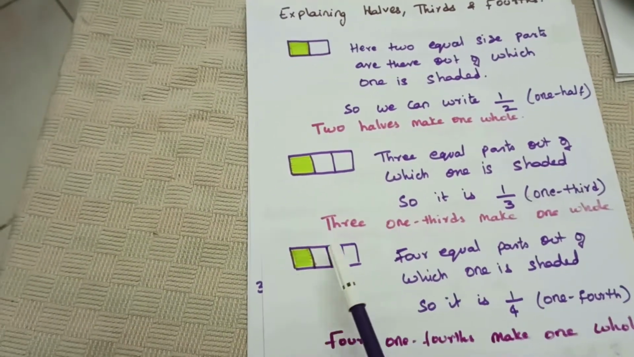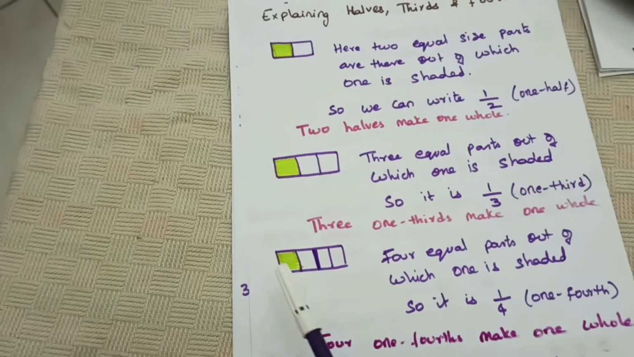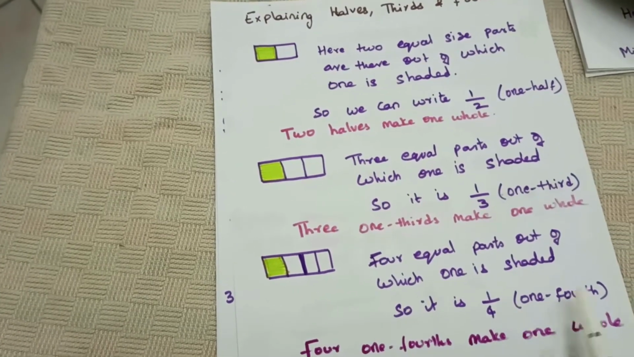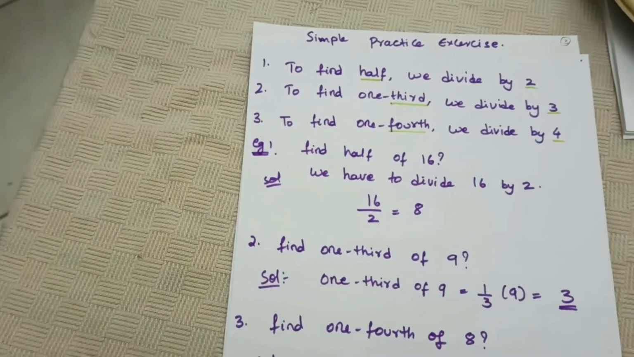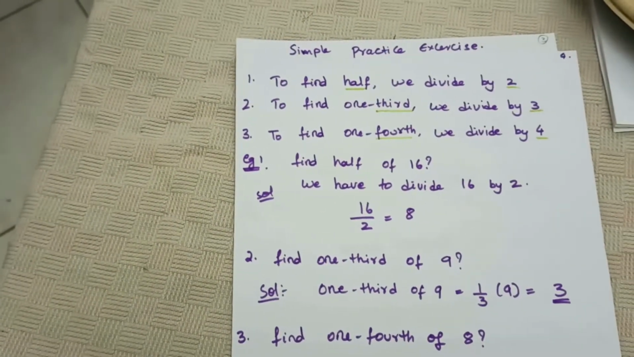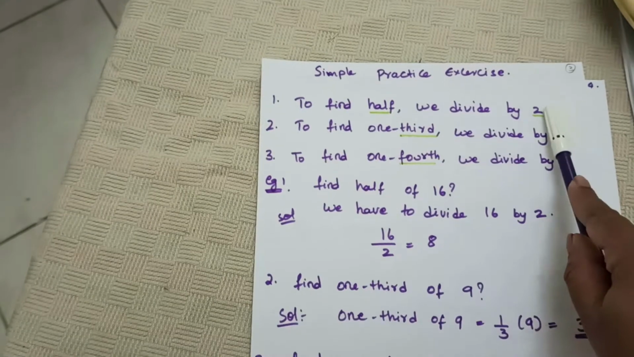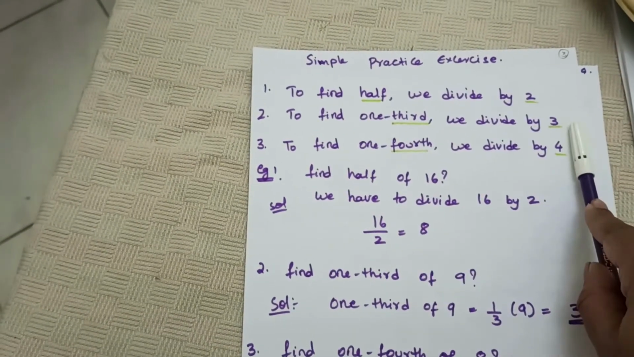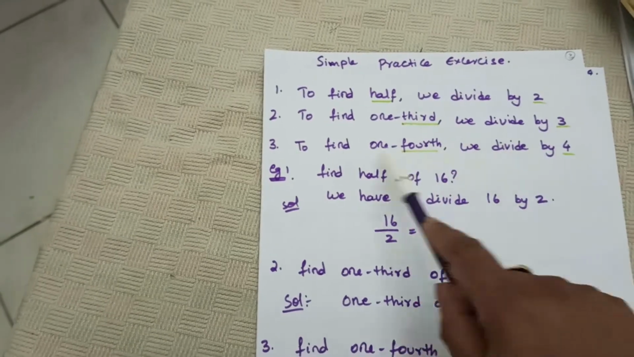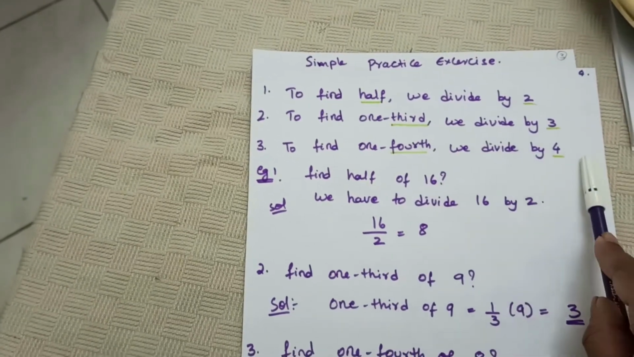Here, 4 equal parts are there, 1 is shaded. So, we will call it 1 by 4th, 1/4. It is also called a quarter. Now, a simple exercise. To find half, we have to divide by 2. To find 1 by 3rd, we have to divide by 3. To find 1/4, we divide by 4.